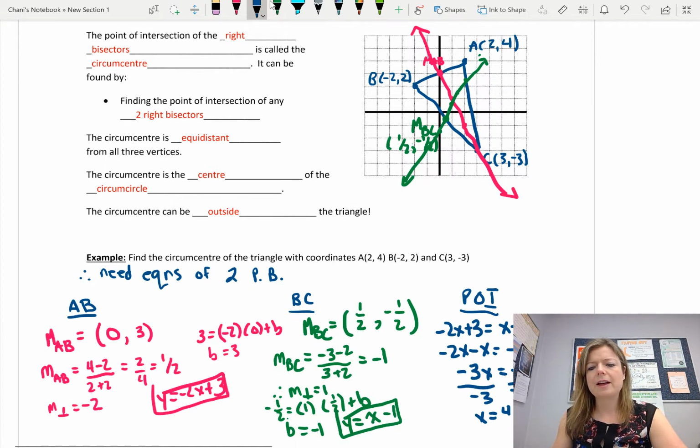Now to find the y value, you simply put 4/3 back into either equation. I'll put it back into x minus 1, which is 1/3. Okay, so the circumcenter is 4/3, 1/3. So it should be about here if I had drawn this green line properly.